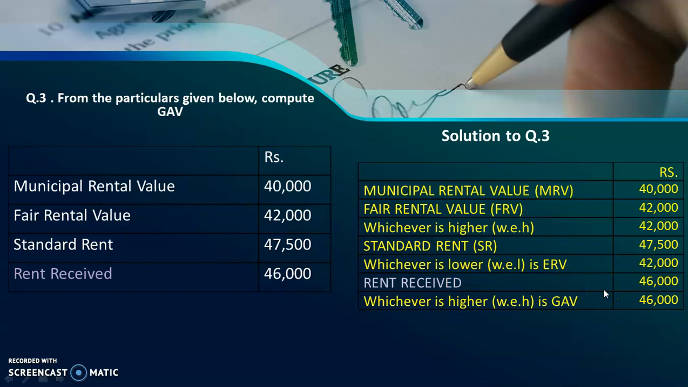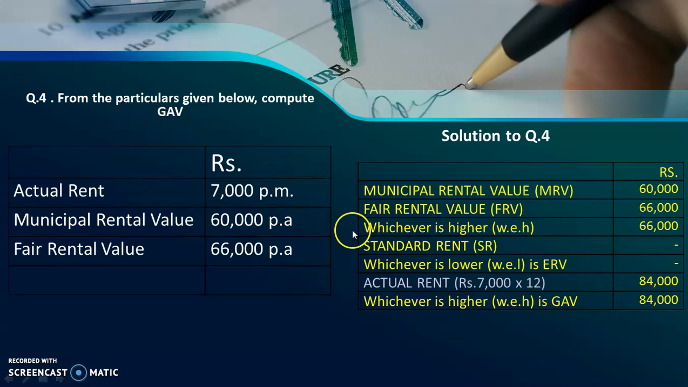So in the first problem, we had seen the word real rent, and in the second question, we had seen the word actual rent, and in this problem, we are seeing the word rent received. So all are the same unless other information is provided in the question. So compare with rent received and take the higher one. This will be our GAV.